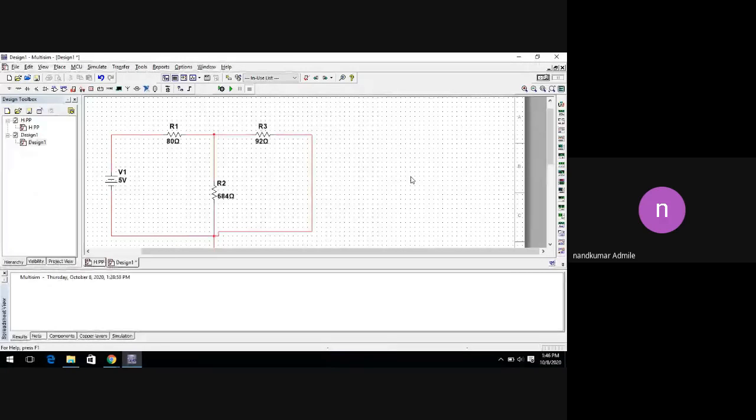Okay. So now we have to calculate the current which is flowing through loop 1. In order to calculate the current, we require the multimeter. So we can connect it here.